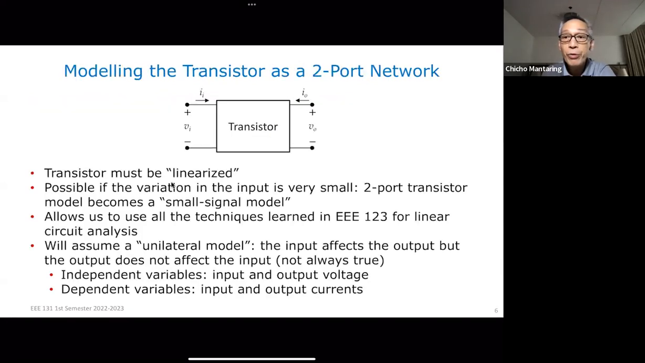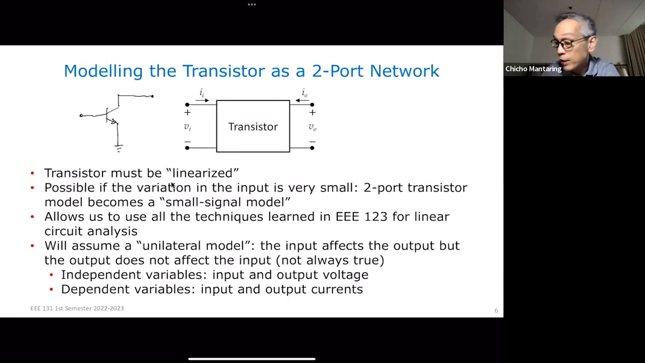Okay, now what I want to do is I want to model the transistor as a two-port network. No? My transistor, I want to model as a two-port network. In other words, for example, let's say my common emitter transistor. So this is my common emitter transistor, where my emitter is my reference.